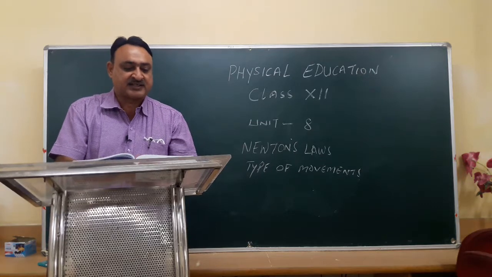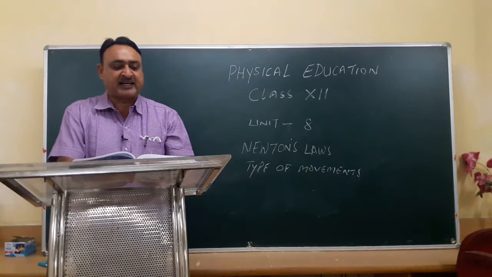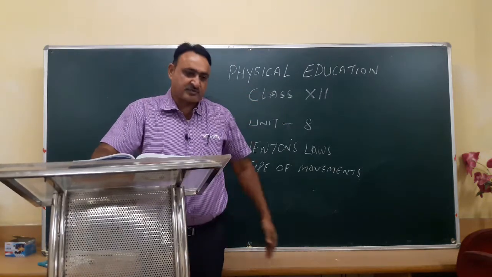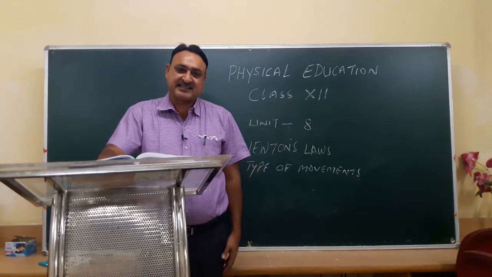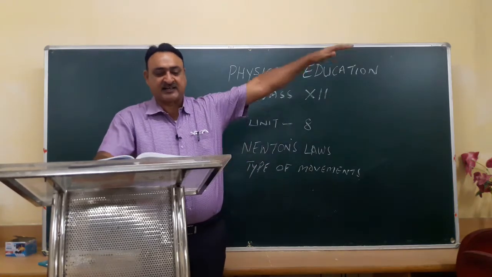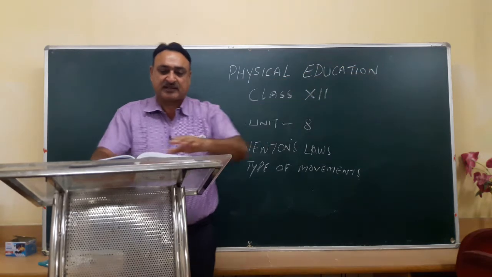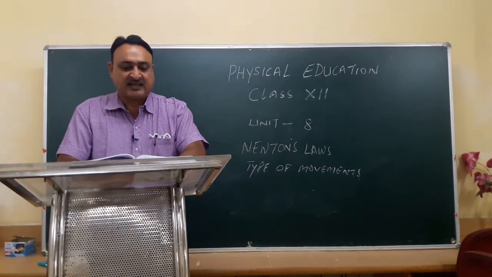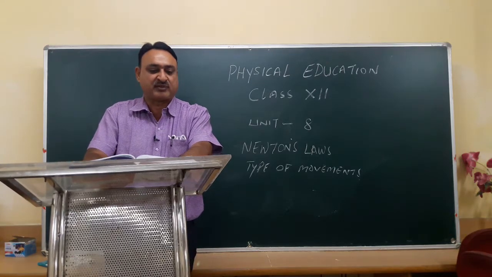Next is abduction. Moving a part away from the midline. The midline is this. Suppose we are standing here, this is our midline. We are having our hands like this. When we take it apart, that is abduction. The part moves away from the middle, the upper limb horizontally at right angle with the side of the body.